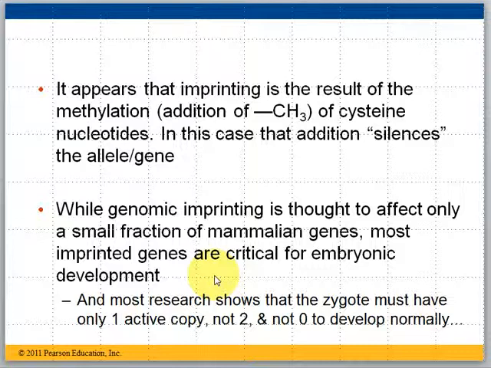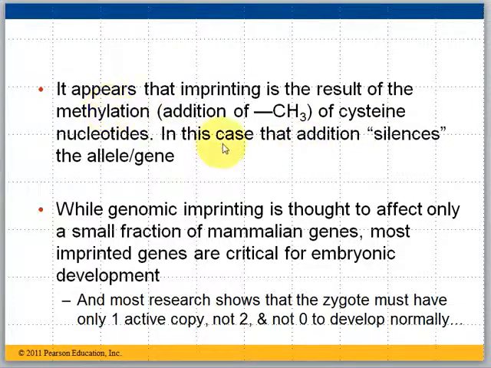And what they found is that most of the research shows that the developing zygote has to have one active copy. If there was a way, say for example in our mouse example, to turn on both the alleles from the mom and the dad, oftentimes that resulted in a problem. So if there were two copies, or if they inactivated both copies, the scientists found that oftentimes that caused problems. So with most of these imprinting genes, the developing embryo has to have one active copy, not 0, not 2, has to have the 1 to develop normally.